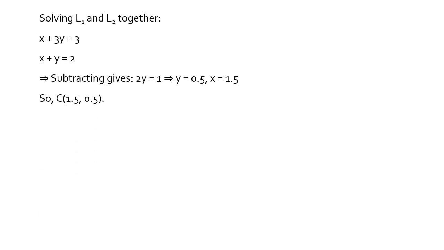Now students, we have to find the intersecting point between both of these two lines. We have two equations, x plus 3y equals 3 and x plus y equals 2. Students, by using the elimination method or the substitution method, we can solve them and get the values of x and y. After solving them, we have y equals 0.5 and x equals 1.5. So now we have another point C in the first quadrant, in which x is positive and y is also positive. So now we have 3 corner points.